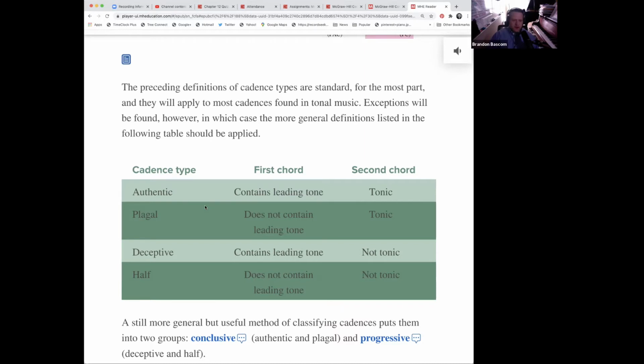The deceptive cadence, the first chord contains the leading tone. The second chord is not tonic. That's usually something to 6. The half cadence, first chord does not contain the leading tone. The second chord is not tonic. Typically, that second chord is a dominant.